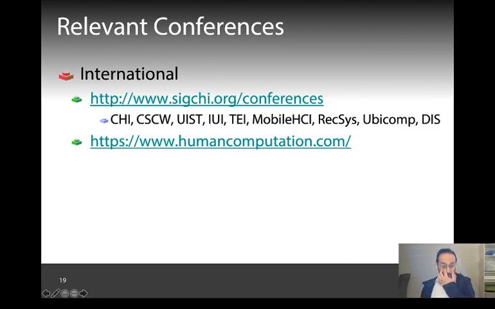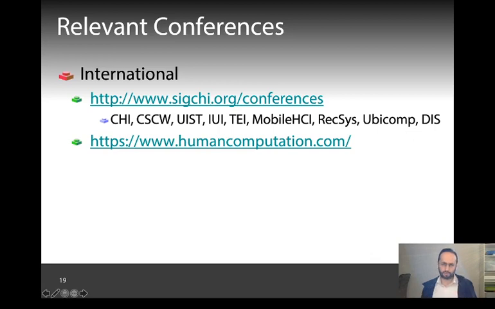SIGCHI is the ACM's organization that organizes those conferences. So it's the CHI and CSCW conference, and there are more specialized ones such as the User Interface Software and Technology, Intelligent User Interfaces, Tangible and Embedded Interaction, Mobile HCI, Recommender Systems, UbiComp and DIS. So these all have their niche, and this is the flagship conference.